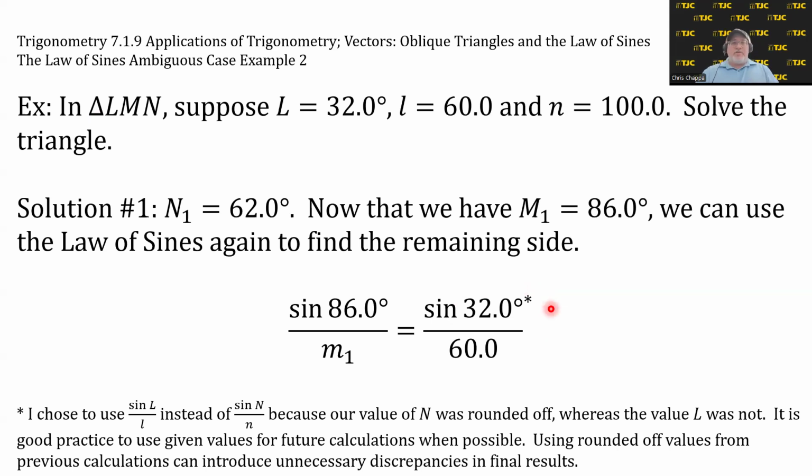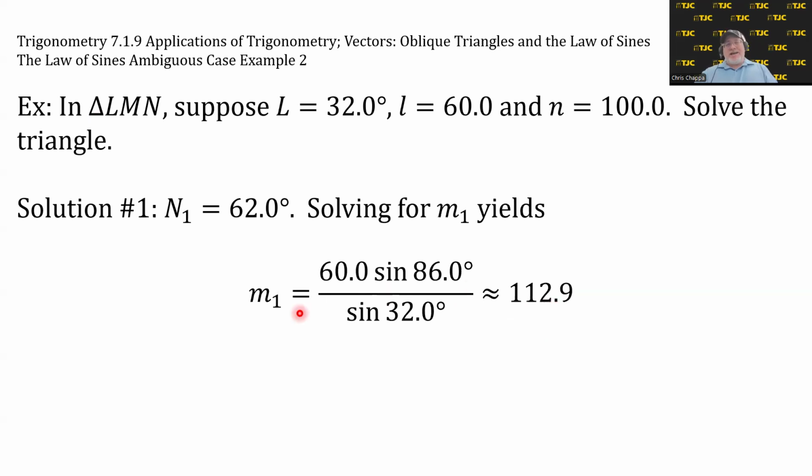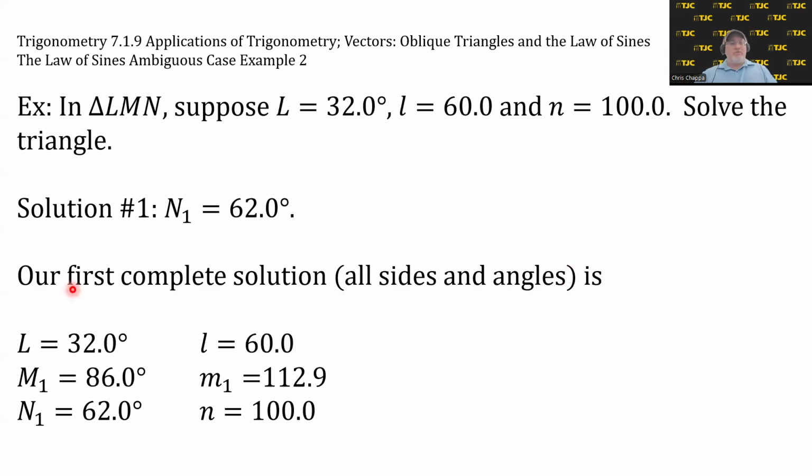So anyway, we solve this and we get side M1 is 60 sine of 86.0 degrees over sine of 32.0 degrees, which is 112.9, which means our first complete solution, all sides and angles, is summarized here. When you solve a triangle, you have six pieces of information, three angles, three sides. They'll give you three, you find the other three.